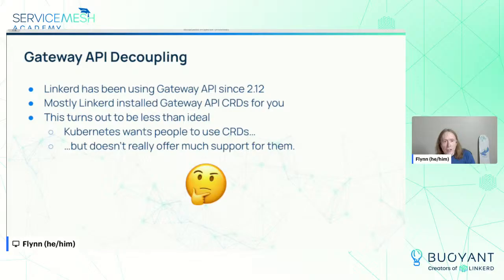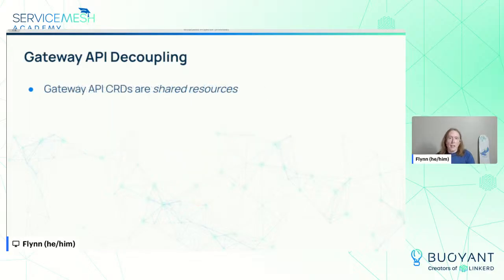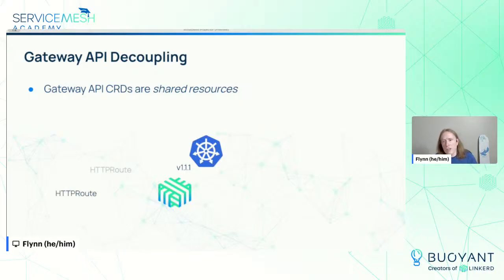There are 2 really major ways that this tends to manifest. One of them is, let's imagine that you install Linkerd, and Linkerd installs Gateway API, and it happens to install version 1.1.1. Then you go off and you create a bunch of Gateway API resources themselves to get your application working with Linkerd. This is great.